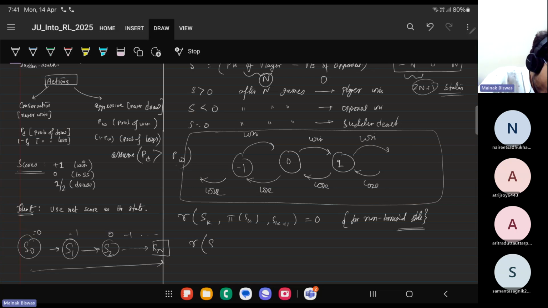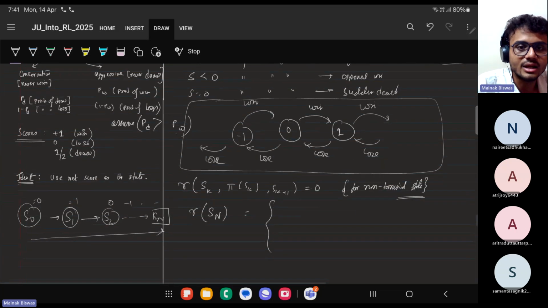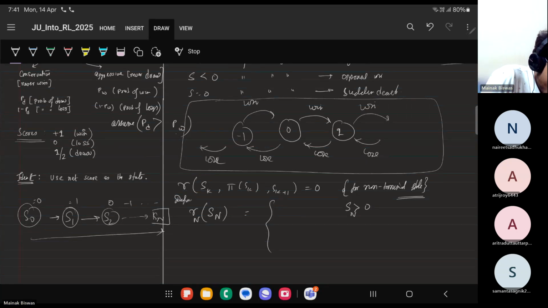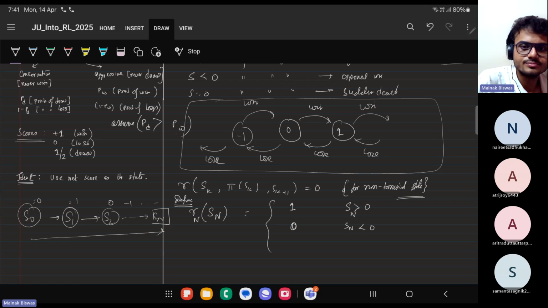Okay, so I define the final reward as, tell me what should I define the final reward as? If Sn is greater than 0, what should be my final reward? If I win the match, I get some positive reward, yes or no? Yes. So I can just say +1, right? If Sn is less than 0, I just say I don't give you any reward, right? And if Sn is equal to 0, what reward should you get?